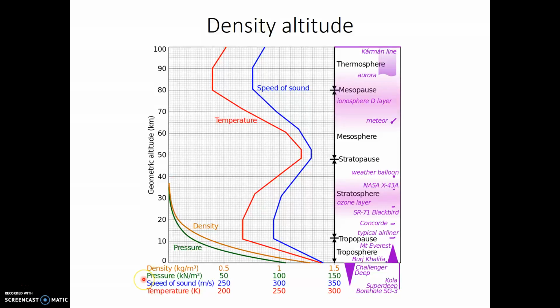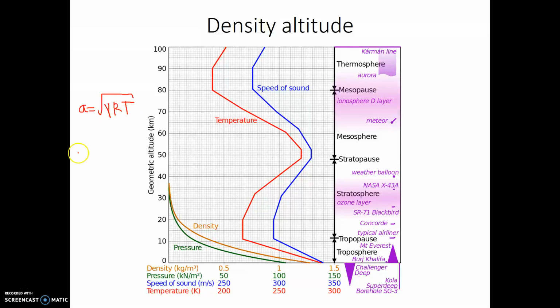So if you remember our discussion on high-speed flight, the equation for speed of sound is a equals the square root of gamma R T, right? Gamma is the specific heat ratio, so 1.4 for air. R is a gas constant, so 287 joules per kilogram Kelvin, and T is the temperature. So as you can see, the speed of sound changes with temperature.